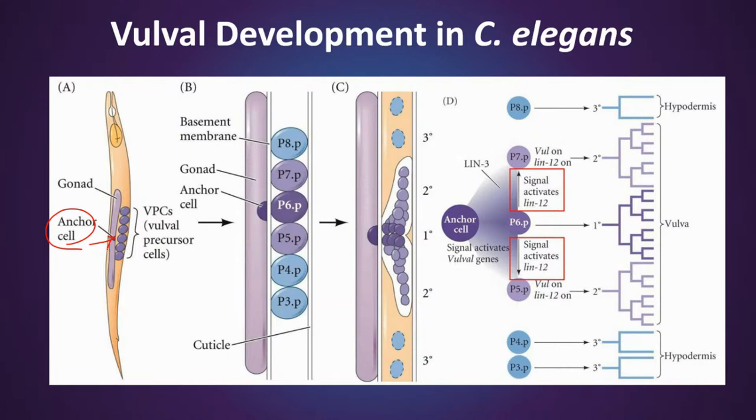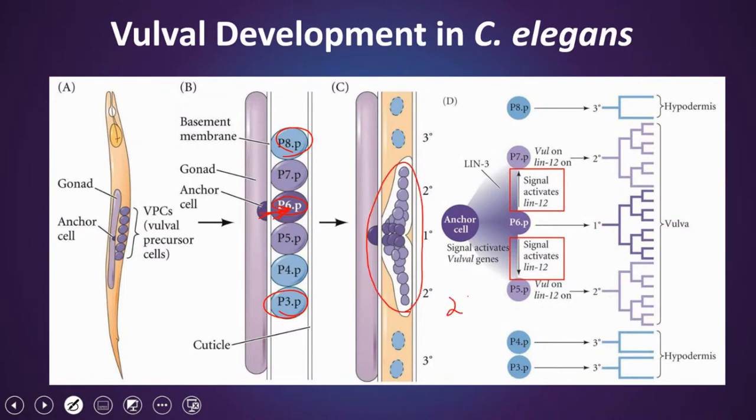Anchor cell gives signal to the vulval precursor cells. And this part is zoomed over here. You can see this is the anchor cell. And these are the six vulval precursor cells, out of which all have the capacity to form vulva. But all don't form vulva. Now, anchor cell gives the signal to the nearest cell to it, which is P6.p. The cells VPCs are P3.p to P8.p. This is called the vulval equivalence group or precursor cells, because they have equivalent potential to make the vulval part. By the way, this is a vulva, entire structure. It consists of only 22 total cells. It's an opening to the outer side from the body.